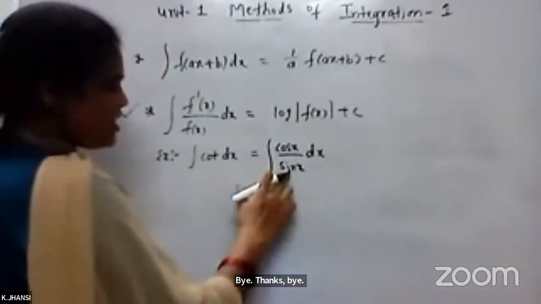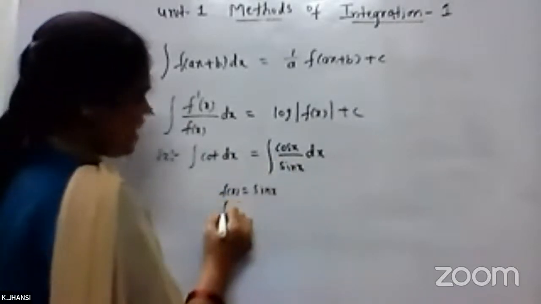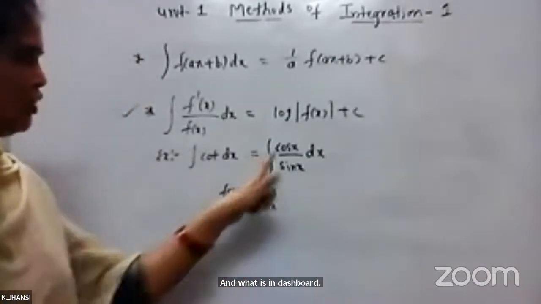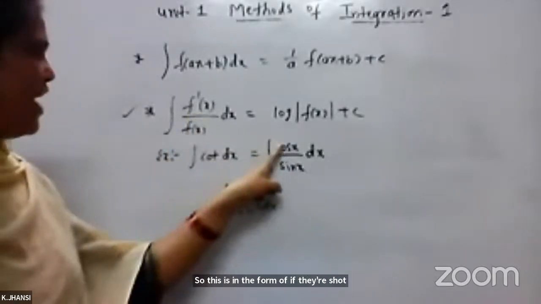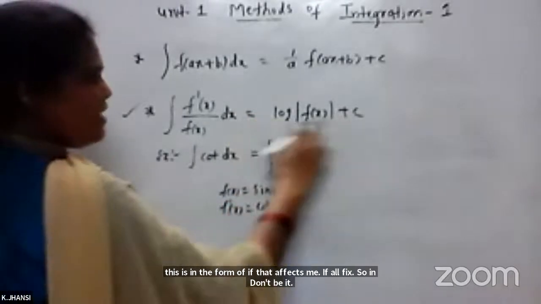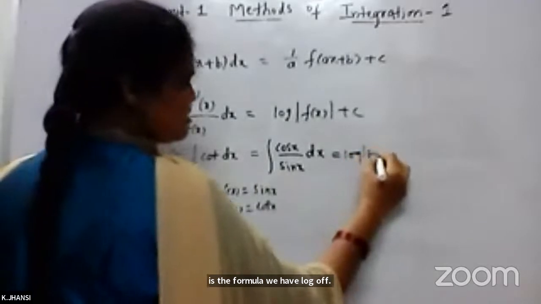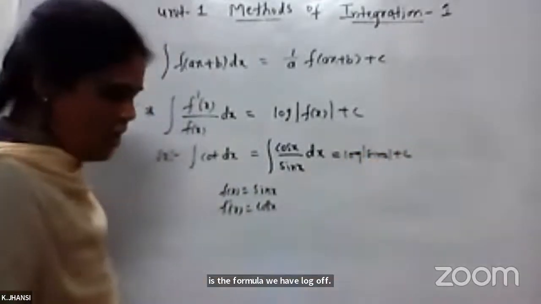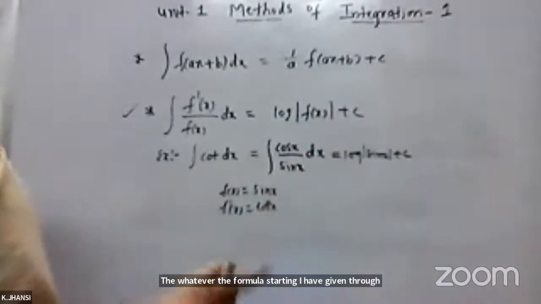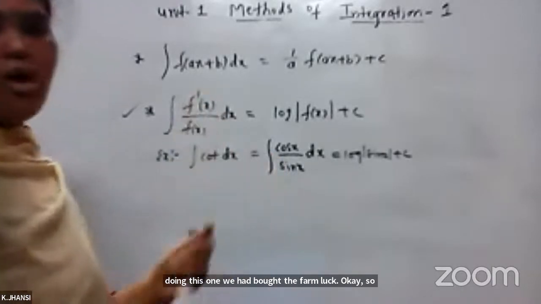See here, our f of x is sin x. And what is f dash of x? Sin x differentiation is cos x, no? So this is in the form of f dash of x by f of x into dx. So what is the formula we have? Log of, what is our f of x? Sin x. So it is log sin x plus c. So like this we got the formula I gave at the start. By doing this we got the formula.